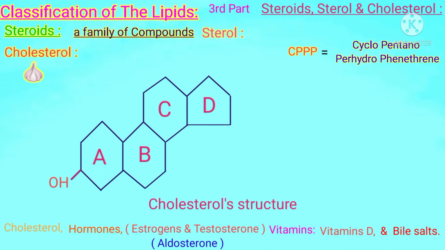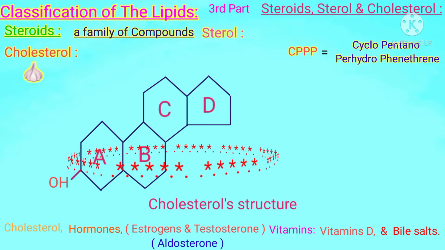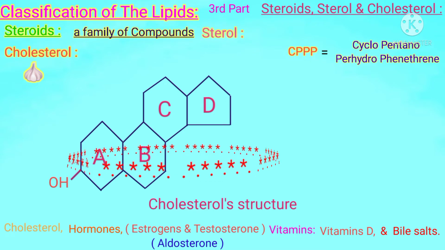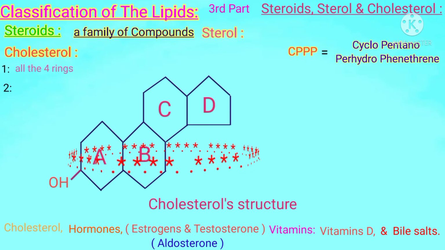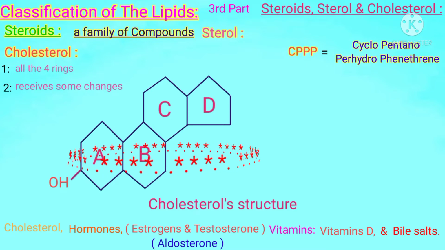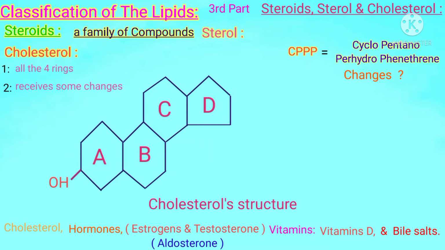Students, till now we have known that cholesterol is a steroid, a sterol. So these four rings must be present because cholesterol is a steroid. The first point is that cholesterol must have all of these four rings, three of these and a fourth is this. At the second number, students, a cholesterol molecule receives some changes. Which changes? Let's see.